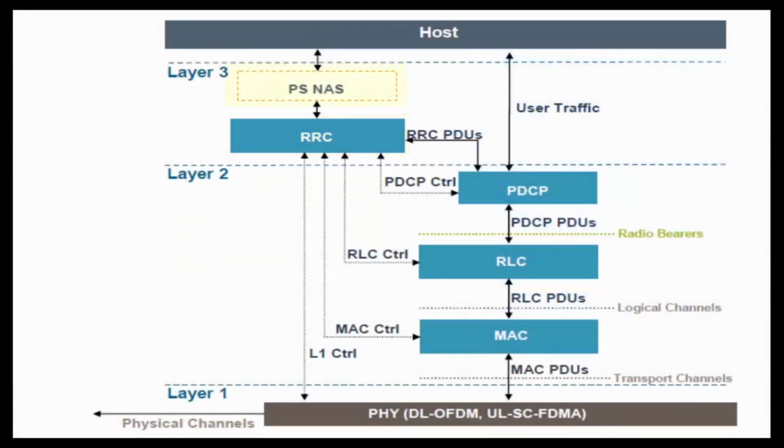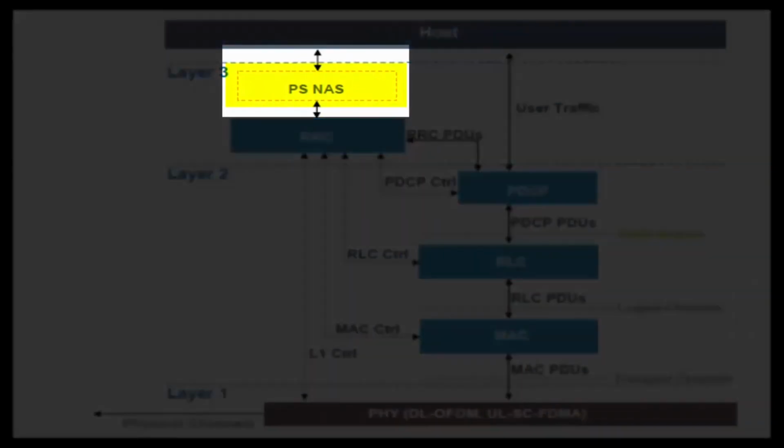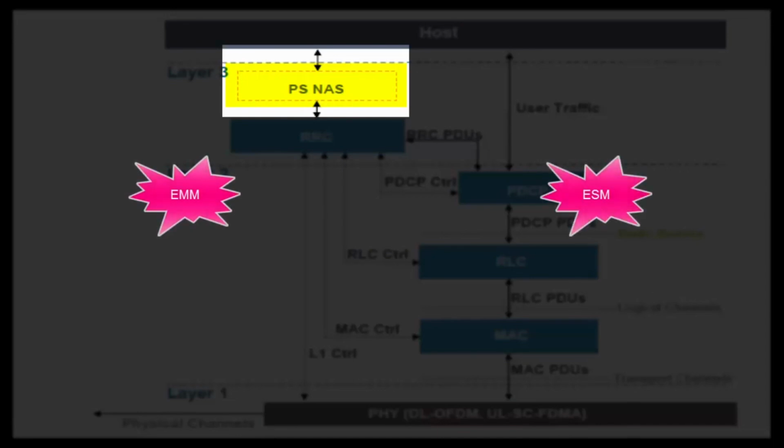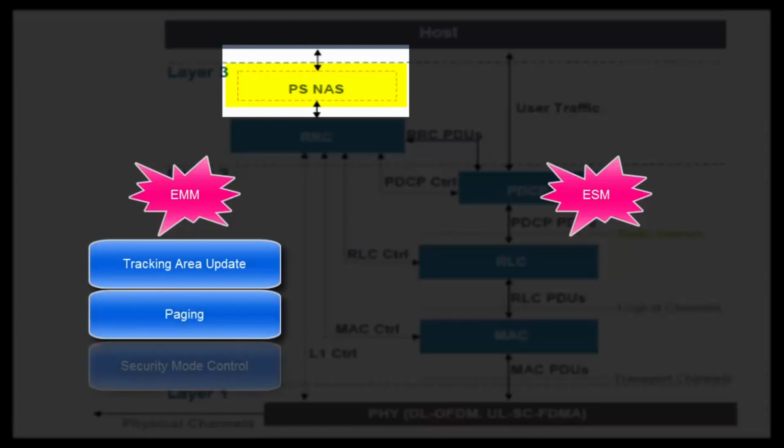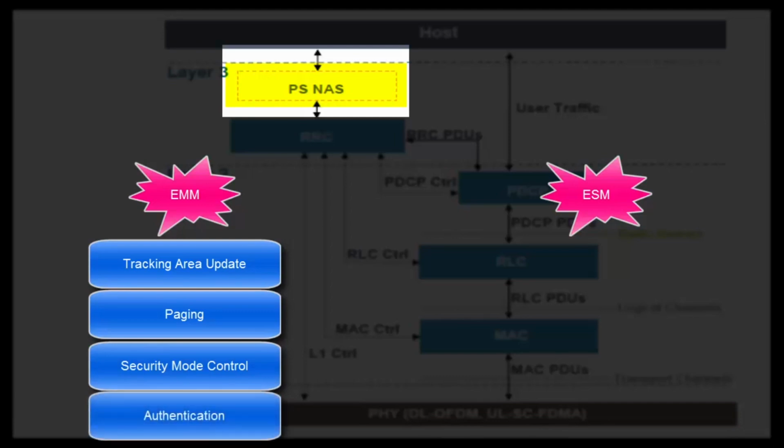Finally, let's come to the NAS layer. The NAS layer is also part of the control plane. The NAS layer is composed of EMM and ESM layers. EMM means EPS mobility management, and ESM means EPS session management. The EMM layer takes care of mobility related scenarios such as tracking area update, paging, security mode control, and authentication, and other tasks like that.